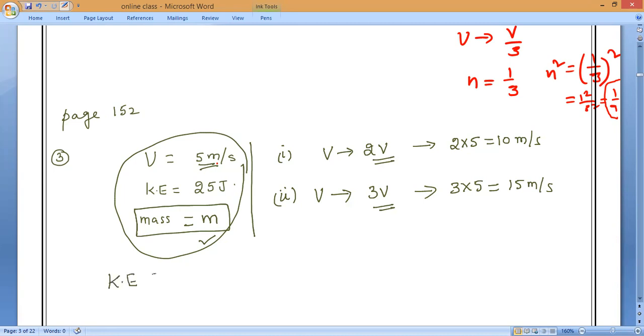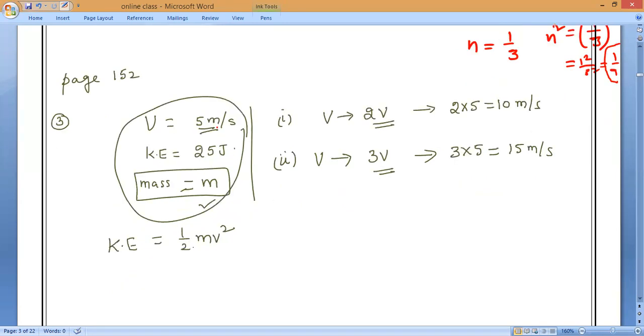Everybody open your mouth. Kinetic energy is equal to half mv square. So have you noticed it? They are not given the mass of the object. So our duty is to find the mass of the object. Then only, if the velocity changes, we can find the change in kinetic energy.